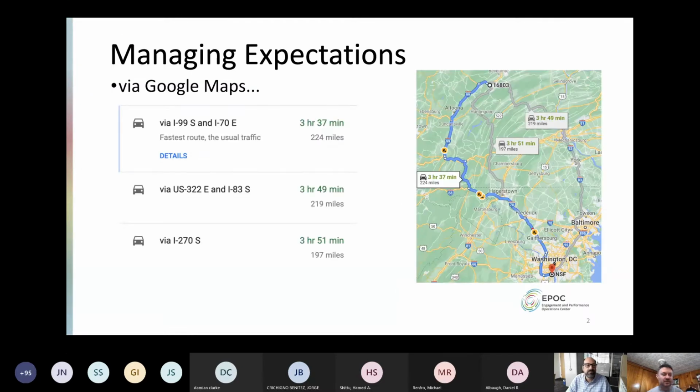So one thing about data transfer is we've come across a lot of use cases where people do not know what kind of data transfer they should expect. When you go, for example, from where I'm at down to the NSF, you can see that Google Maps gives you some expectations on time, mileage, and maybe where there's construction, other things like that as well. So you get an idea of how to plan a little bit better.